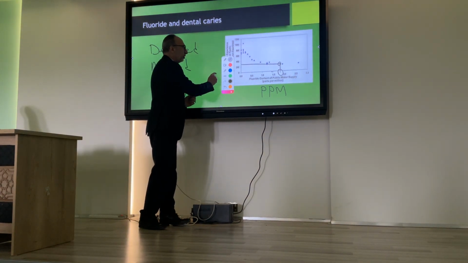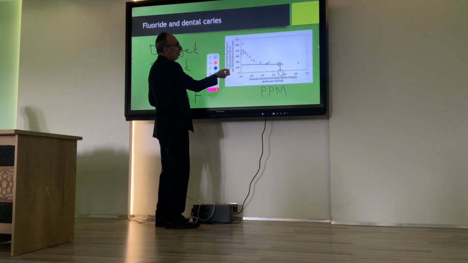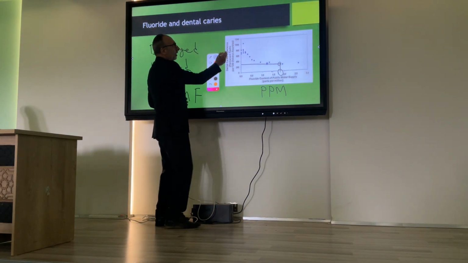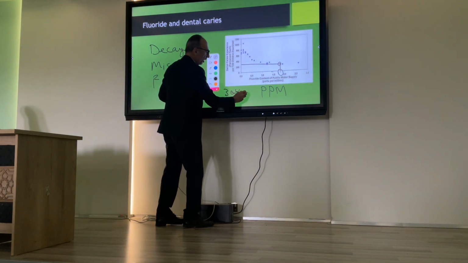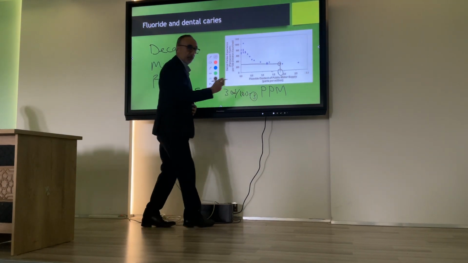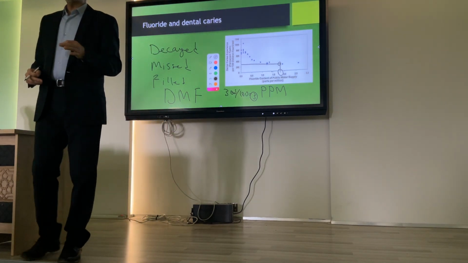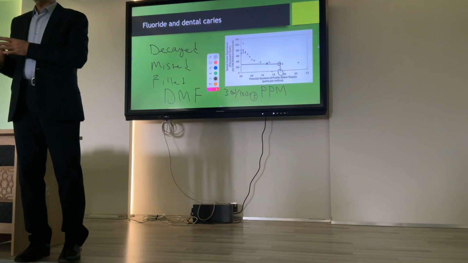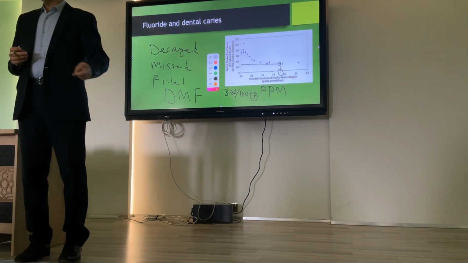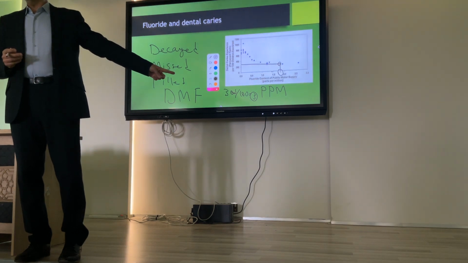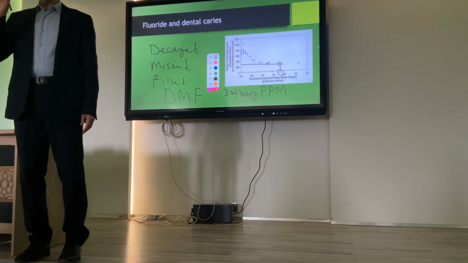300 per 100. 300 per 100 equals 3. In 100 students, we have 300 decayed, missing and filled teeth. It means that on average, each student in this state has 3 decayed, missing or filled teeth.